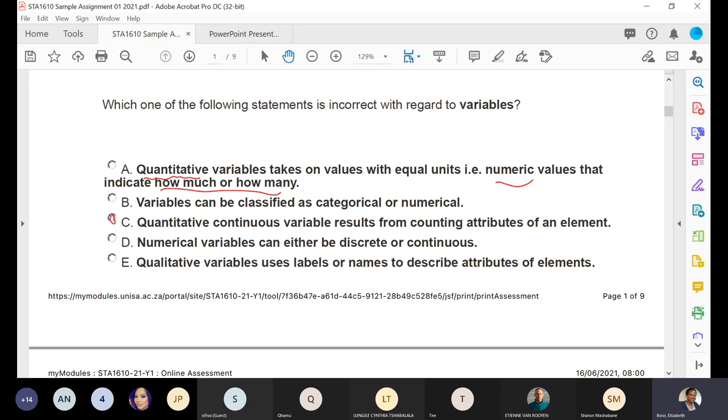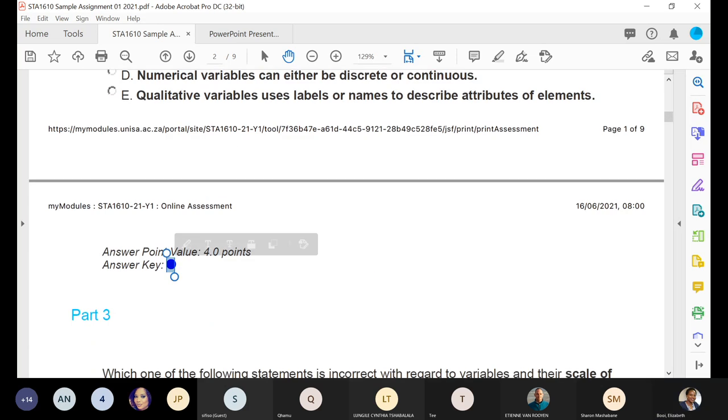C is the incorrect one. It is, because it says continuous variables come from counting attributes, but we measure them. Counting is discrete. So this should have said measuring. That is incorrect. So only C is incorrect.